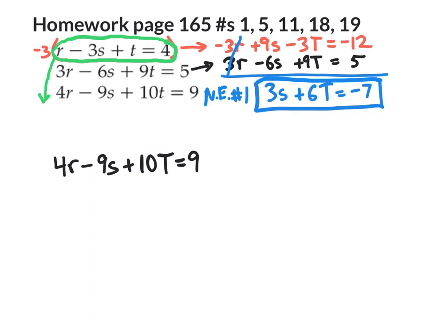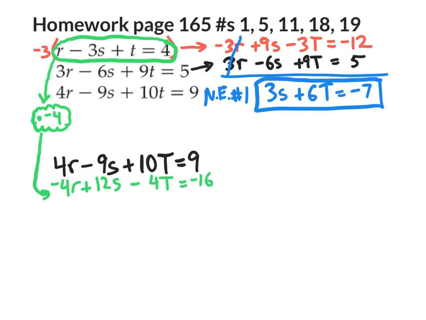Actually, let me rewrite it better. I'm sorry. Times -4. So if I put a times -4 in a cloud as I'm drawing my arrows down here, I'll know how to retrack my steps if I need to. So if I think, okay, r times -4, that's going to give me a -4r. If I think -3 times -4, it's going to be a positive 12s. If I think t times -4, it's going to be a -4t. And last but not least, 4 times -4 is going to be a -16 on the right side of the equal sign. -16. Everybody with me?